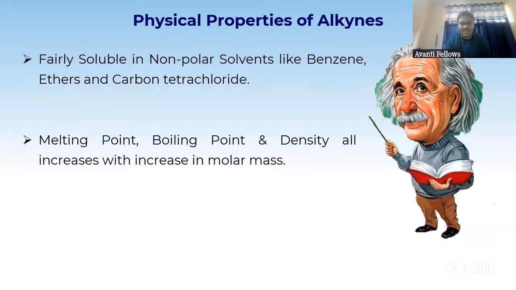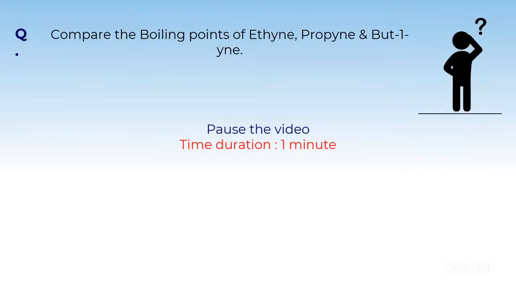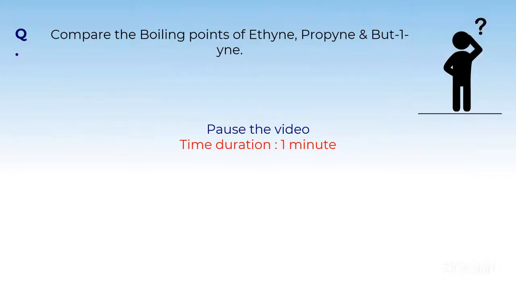If we talk about the melting and boiling point and density, all increase with increase in the molar mass, just as we see in the case of alkane. As the carbon content increases, molecular mass increases, van der Waals force increases, or we can say that their melting and boiling point also increase. So it remains the same for alkyne as well. Now, can anyone tell me the answer? Compare the boiling point of ethyne, propyne, and but-1-yne. Which will show higher boiling point? Ethyne, propyne, or but-1-yne?